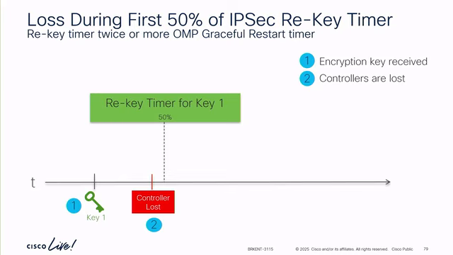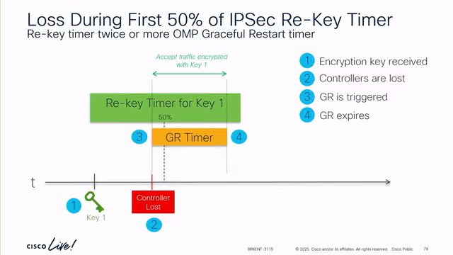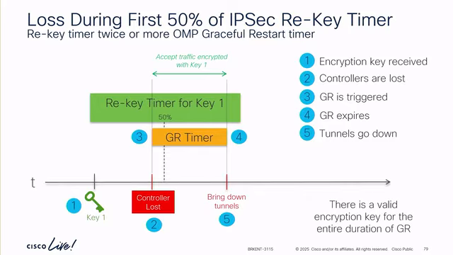If the controller is lost, then the graceful restart timer kicks in. We continue using the key which we have received previously, and we use that key to encrypt the traffic towards that remote managed device. And then when the key expires, the tunnel goes down because we don't have any key. But during the graceful restart timer, we still continue transmitting the traffic based upon the key which we received before the peer went down.